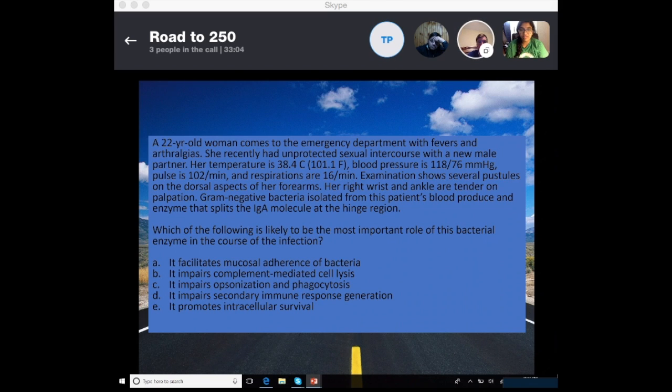It's a disseminated gonorrheal infection. Disseminated gonorrheal, with a triad. An enzyme that splits the IgA molecule. Okay, so at the hinge region, this is where complement.